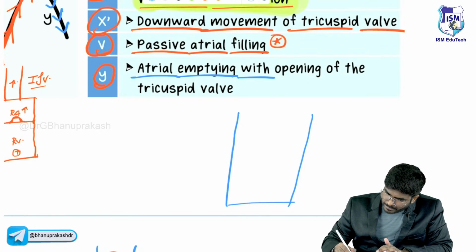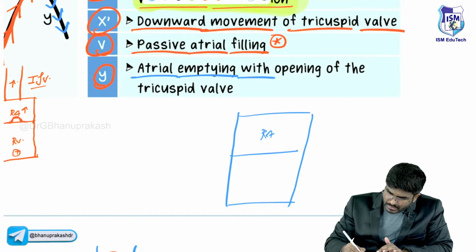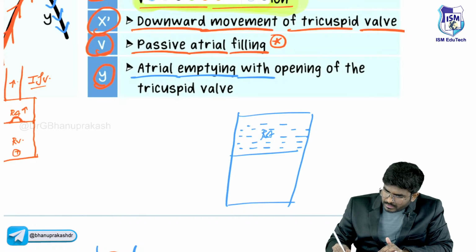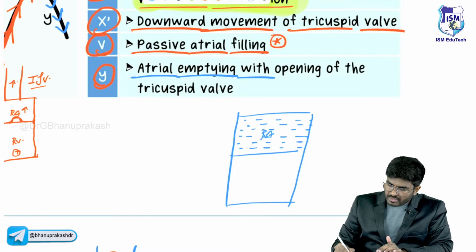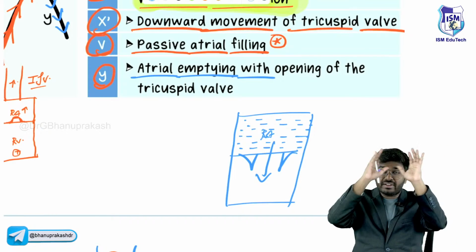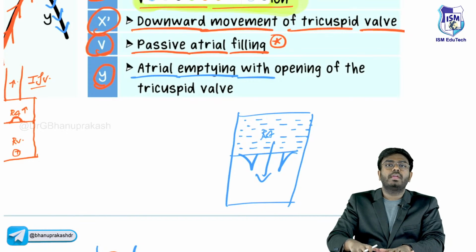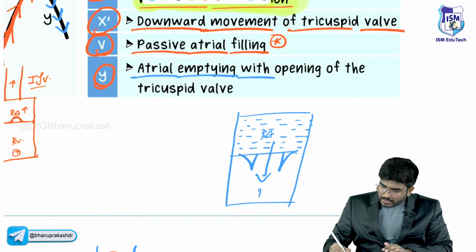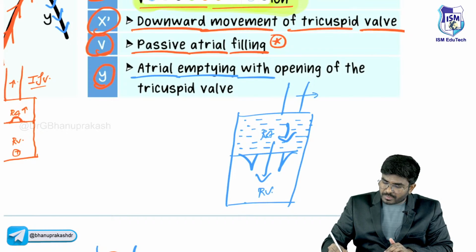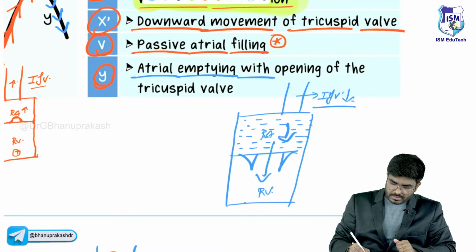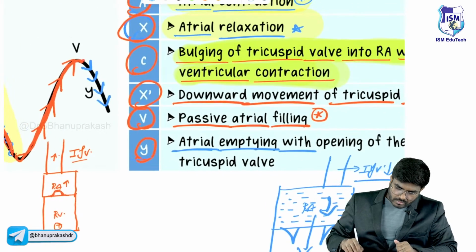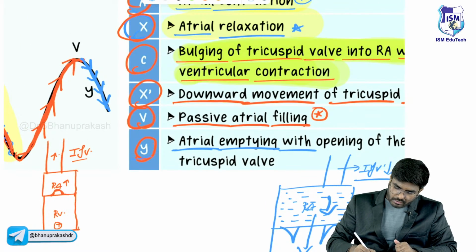Let me put it this way. This is the right atria. Now it has filled completely with the venous blood. When it is completely filled, which valve opens? The tricuspid valve opens. When the tricuspid valve opens, 70% of the blood will fall down into the right ventricle. So what happens to the pressure here? It decreases. What happens to the internal jugular venous pressure? It also decreases.